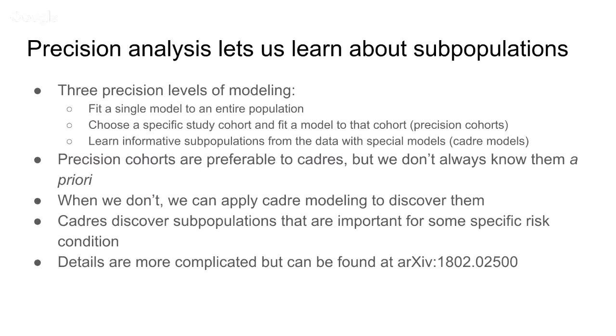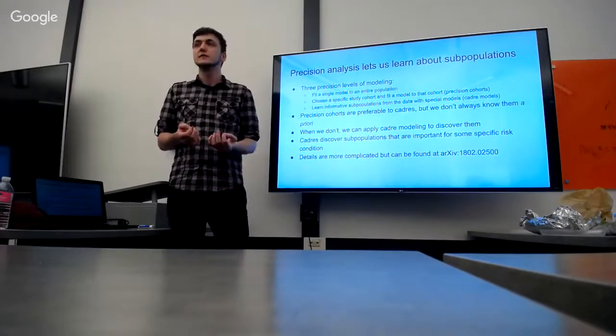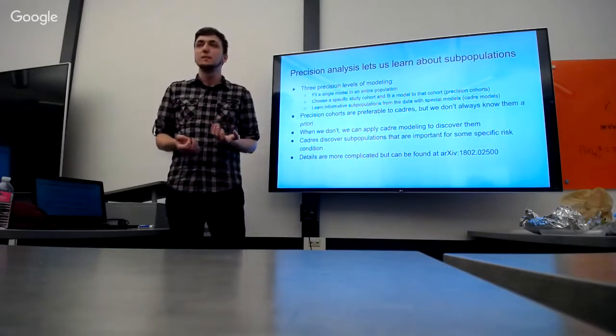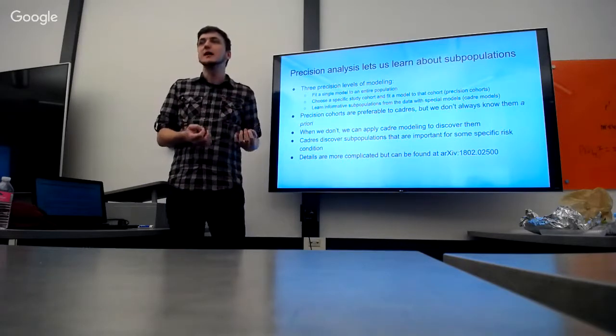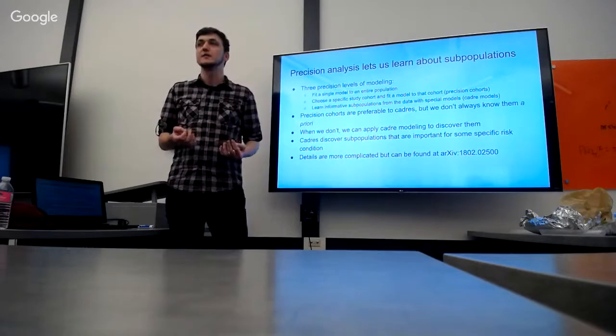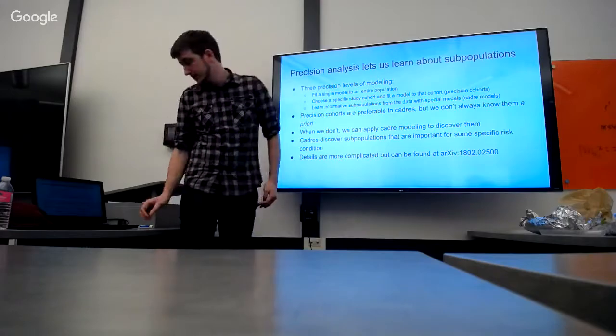It's called cadre modeling. The talk I did last semester talks about it, and then we have a paper on the arXiv that lays out the gory details. So I don't really want to focus on those details here. But what you want to know about cadres is that they're subpopulations that are chosen for a specific supervised learning problem. So it's not clustering. You're choosing the definition of your subpopulations with respect to some specific metric instead of an unsupervised metric.